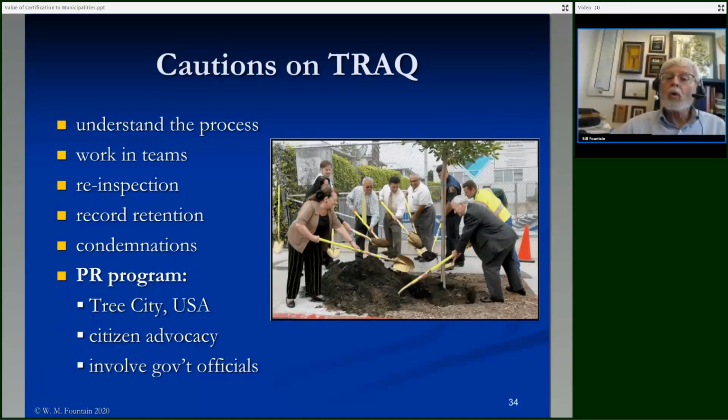Another caution or advice to the municipalities is to work with a PR program. Tree City USA is a great program. Work with your citizen advocacy groups. You may have tree wardens or tree managers as part of your municipal program. If you have a county extension program which has master gardeners, get them involved with a tree advocacy group. Look at your government officials.